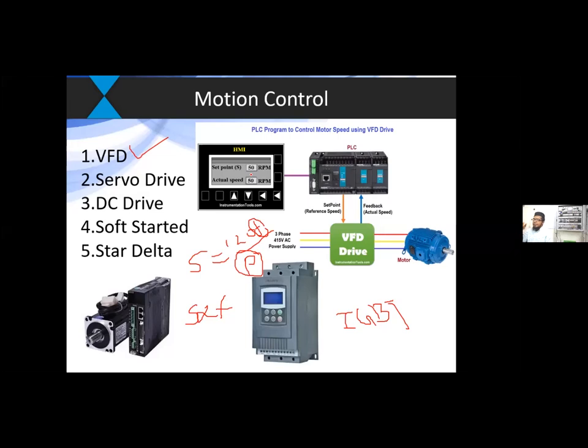So actually, BJT is a switching device. They can switch like this. They can switch like this. BJT, MOSFET, IGBT, all are switching devices. I'm just giving you an example. I have a switch. Like this is the switch. These are industrial switches.